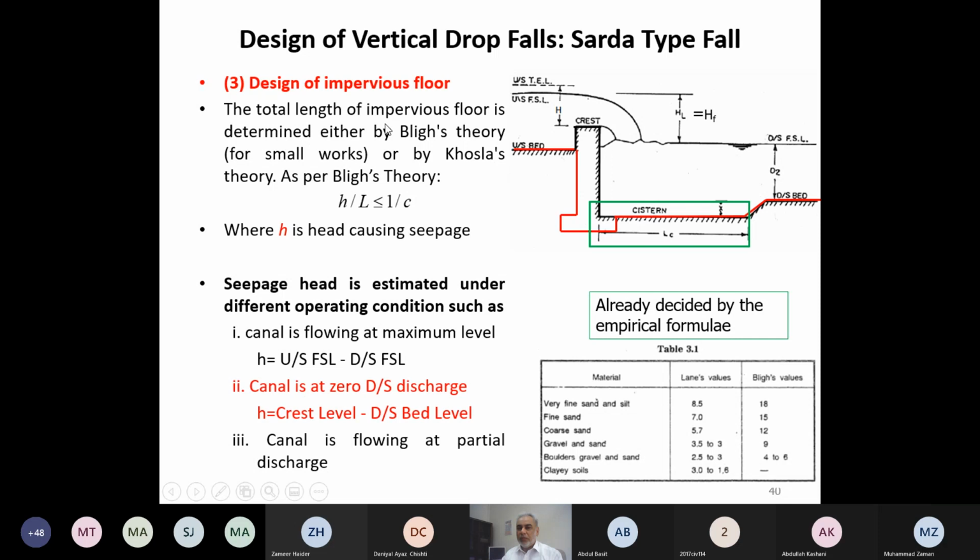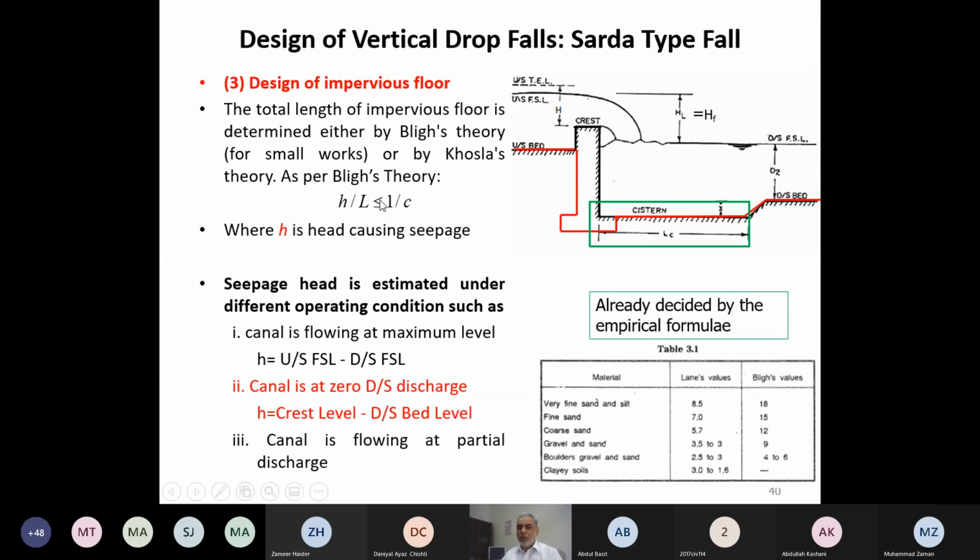So total length of the impervious floor is determined by subsurface flow theories, जो ब्लाइ भी है, लेन भी है, खोसला भी है। अगर आपने इसको मजीद डिटेल में करना है तो you can go for Khosla theory, वरना वर्टिकल ड्रॉप फॉल में सिंपल Bligh theory is considered to work sufficiently with a safe design. सो C हम मटेरियल के हिसाब से जो सॉइल मटेरियल यहाँ होगा, we will take C from the recommended tables. Putting this C value over here, we can calculate L against a certain head causing seepage.